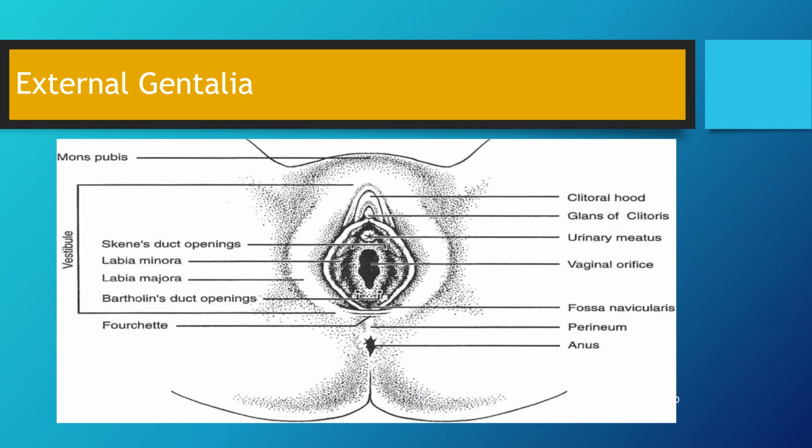The mons pubis is a soft mound at the top of the vulva, which is the fatty tissue covering the pubic bone. The mons pubis protects the pubic bone and vulva from the impact of sexual intercourse. After puberty, it is covered with pubic hair, usually in a triangular shape. Heredity can play a role in the amount of pubic hair an individual grows.